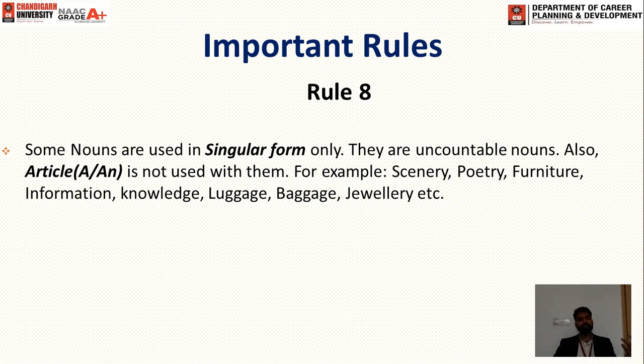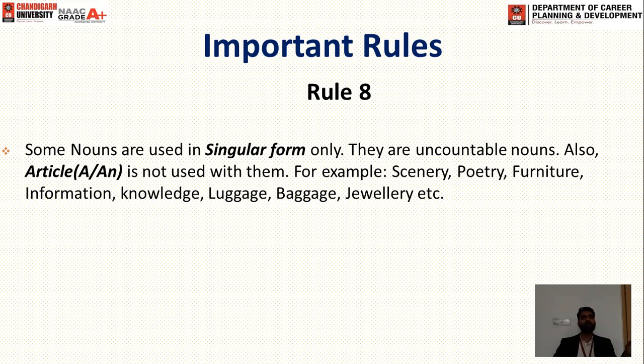Why are they actually used in singular form only? Because they are actually uncountable. So nouns that you cannot count are not singular. They are not singular, but actually they are considered singular, and we actually use singular verb with them. And also article a and an is also not used with them. For example, like scenery, poetry, furniture, information, knowledge, luggage.